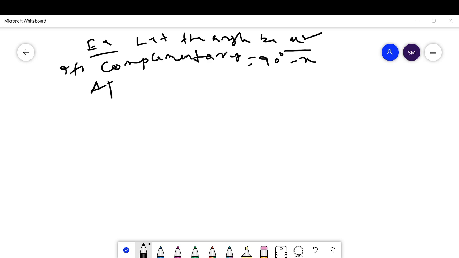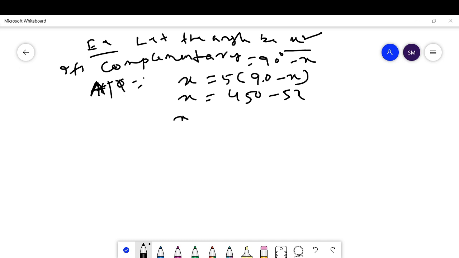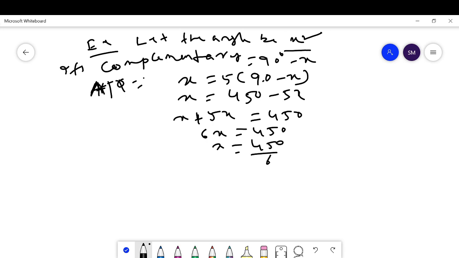According to the question, the angle is 5 times that of its complementary pair. Means x equals 5 into 90 minus x. x equals 450 minus 5x. Then x plus 5x is equal to 450. 6x is equal to 450. x equals 450 upon 6, which equals 75. One angle is 75, then its complementary pair is 90 minus 75, 15 degree.